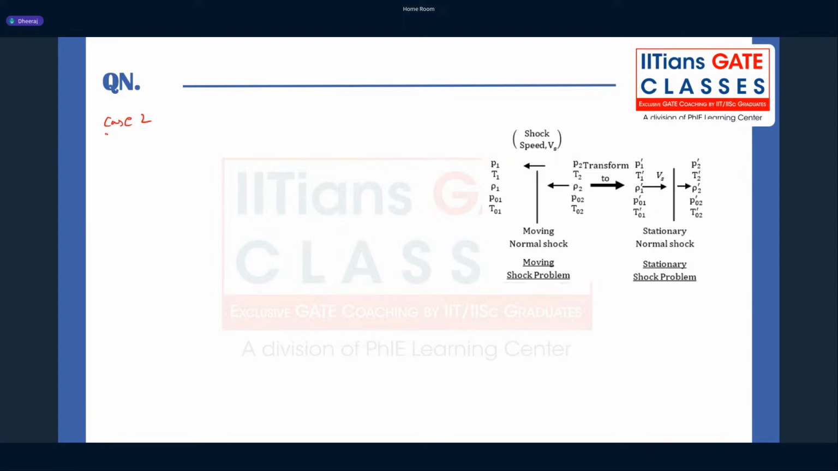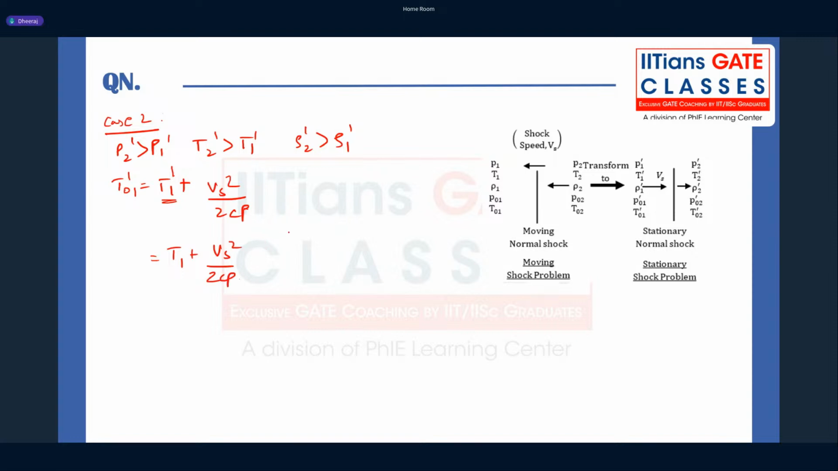So for case 2, again across a normal shock, my P2 dash will be greater than P1 dash. My T2 dash will be greater than T1 dash. My rho 2 dash will be greater than rho 1 dash. Correct. So my T01 dash, which we have seen, is T1 dash plus Vs square by 2Cp. So this is nothing but T1, right? So T1 plus Vs square by 2Cp.